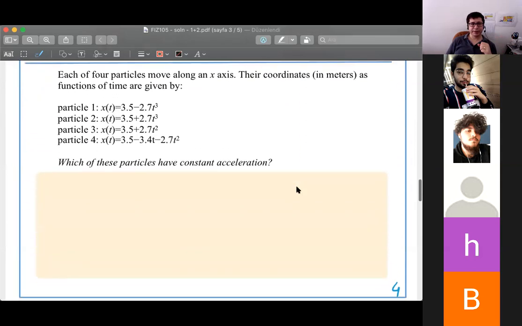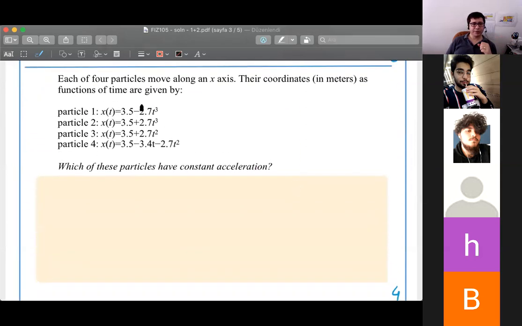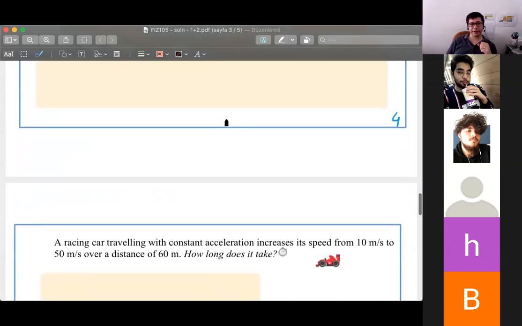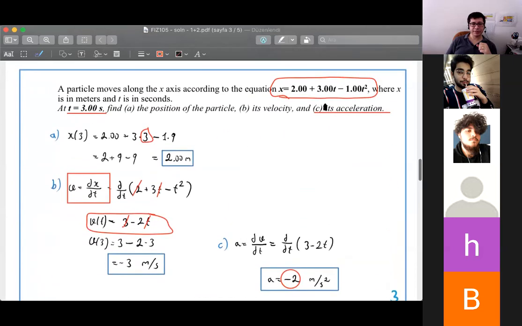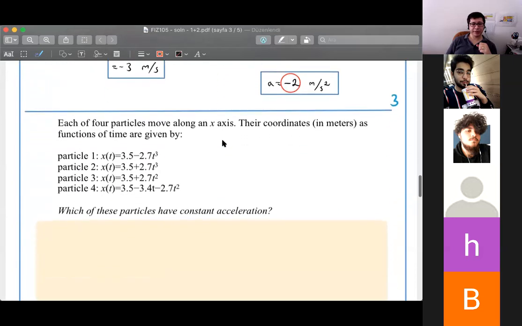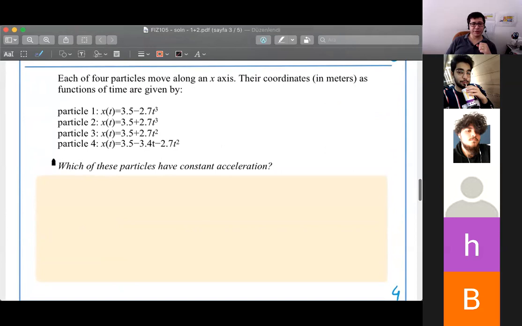So the next one. Oh, somewhat related problem. Related to the previous one. Each of 4 particles move along an x-axis. Their coordinates as function of time are given by, whoa, we have 4 functions, right? Just like this one. We are given 4 functions. Question, which of these particles have constant acceleration?